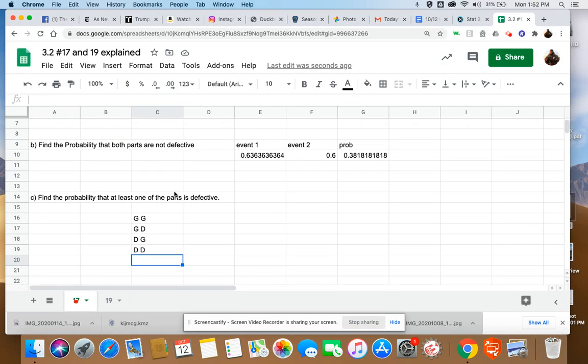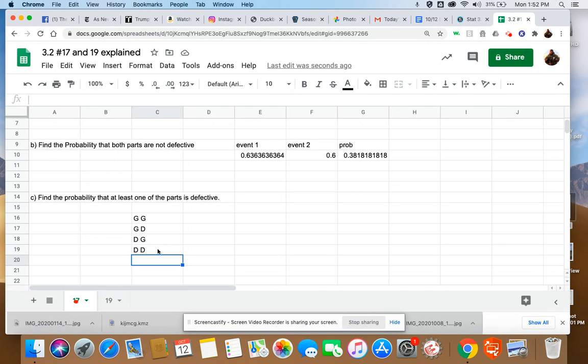So think about it. At least one part is defective. Well, if we get 2 defective parts, that meets that criteria of at least one. If we get a defective one followed by a good one, again, it meets the criteria of at least one defective. If we get a good one, then a defective one, again, it meets the criteria of at least one defective.